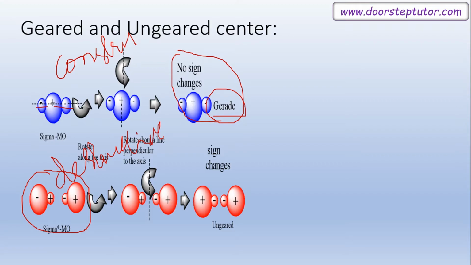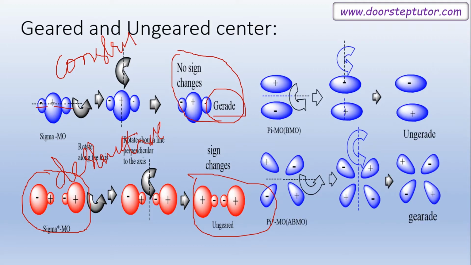So destructive overlapping. Clear? Here you can rotate along the axis or rotate about the line perpendicular to the axis. You can see the original sign is minus, but after the rotation the negative sign changes to positive, and the positive sign changes to negative. Clear? After the rotation, the wave function reflects, meaning the sign changes. So then it is ungerade (u). Clear, students? So this is ungerade.